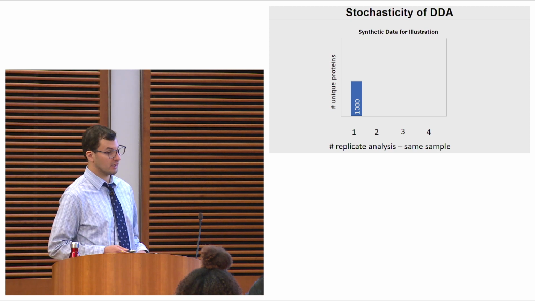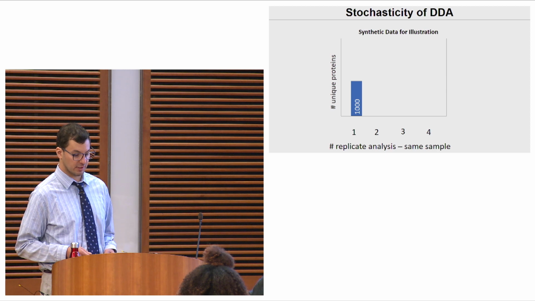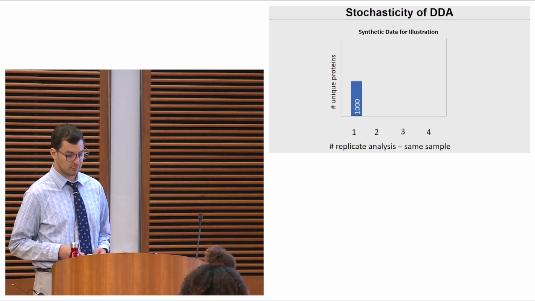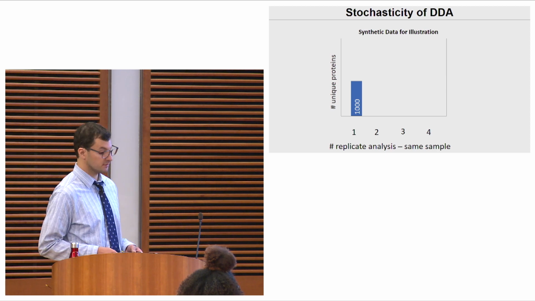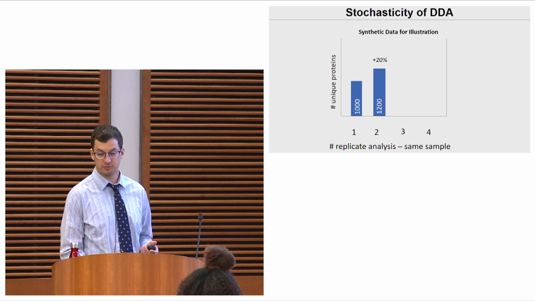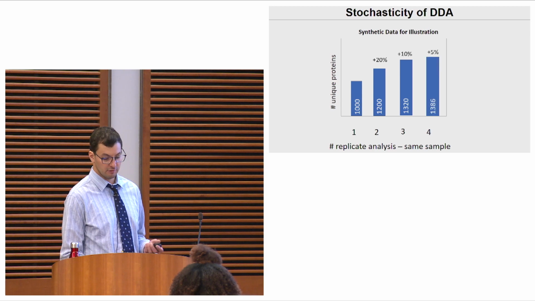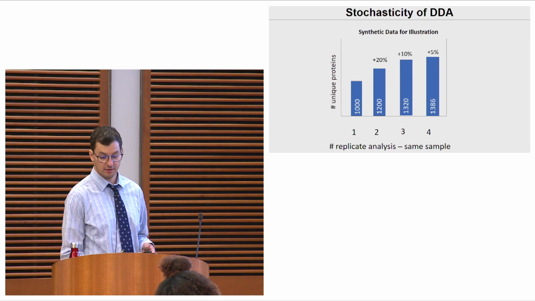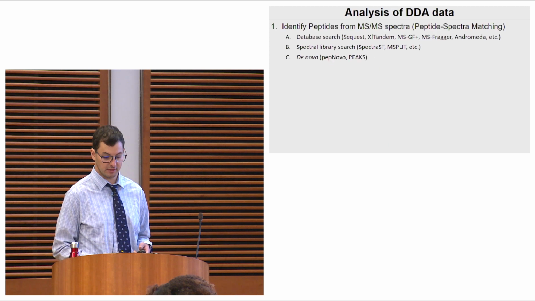One way to think about this stochasticity is by imagining what would happen if we repeat analysis of the same sample many times. So here I'm showing you some synthetic data where imagine you run a sample once and you identify 1,000 proteins. If you analyze that same sample a second time, you'll find slightly different proteins, some of those complementary. So maybe you'll gain 20% unique identifications. If you analyze that sample a third time, maybe you find only another 10%. And a fourth time might give you only another 5%. So although you find different things every time, there are diminishing returns to each additional DDA analysis.